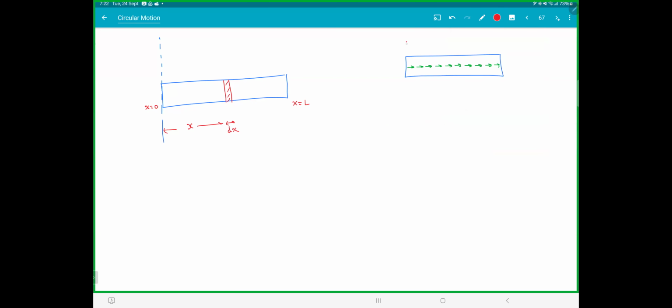That means the person standing here, at x is equal to 0, balances all centrifugal forces from x is equal to 0 to x is equal to L. Therefore, tension is maximum. Whereas if you take some person here, let's say x is equal to 2L by 3, then this person balances all centrifugal forces from 2L by 3 to x is equal to L.